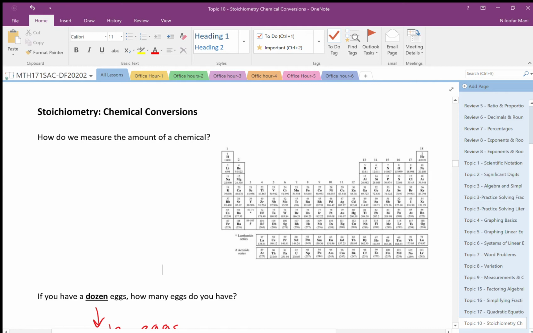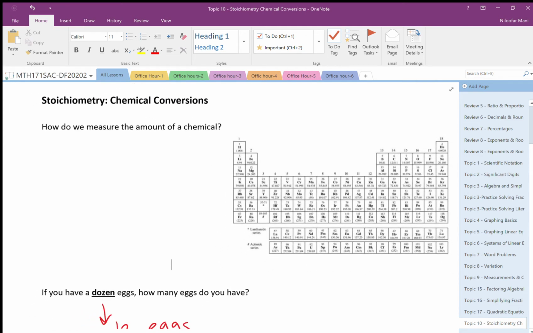So here you see the periodic table. Maybe you know the periodic table by heart, and you really work with it. Again, with many of these topics you know much more than me. Okay, so how do we measure the amount of chemicals? It depends. We measure with the number of atoms, or the number of molecules, or how many milliliters, or how many grams, or how many cubic centimeters, for example, which is another unit for volume.